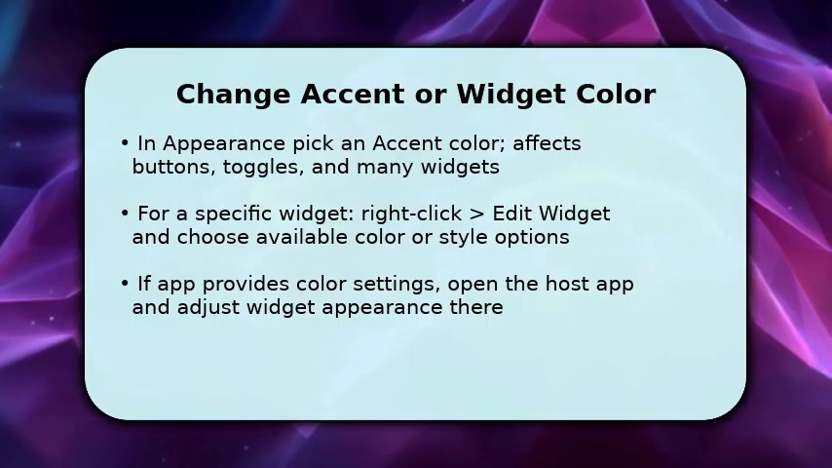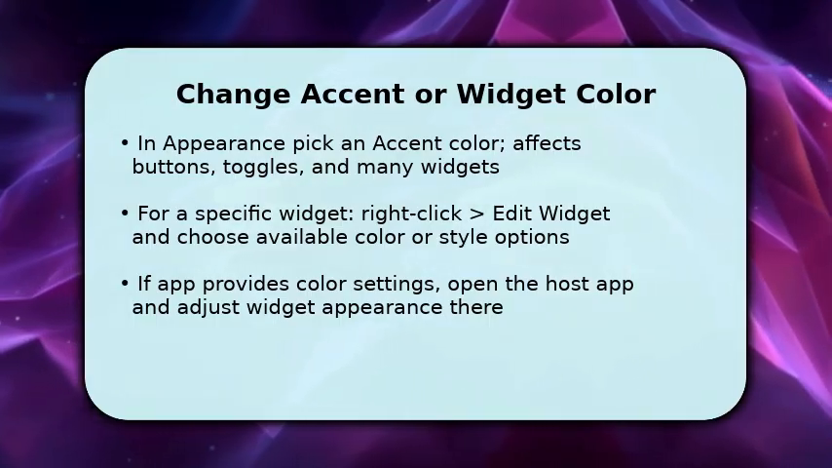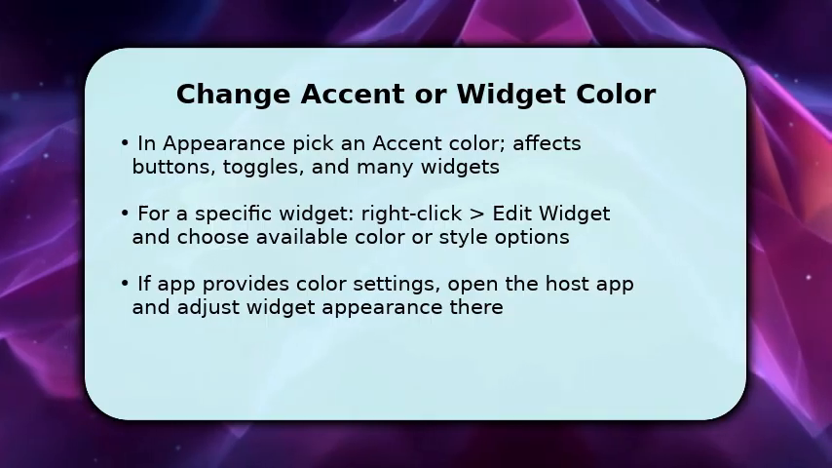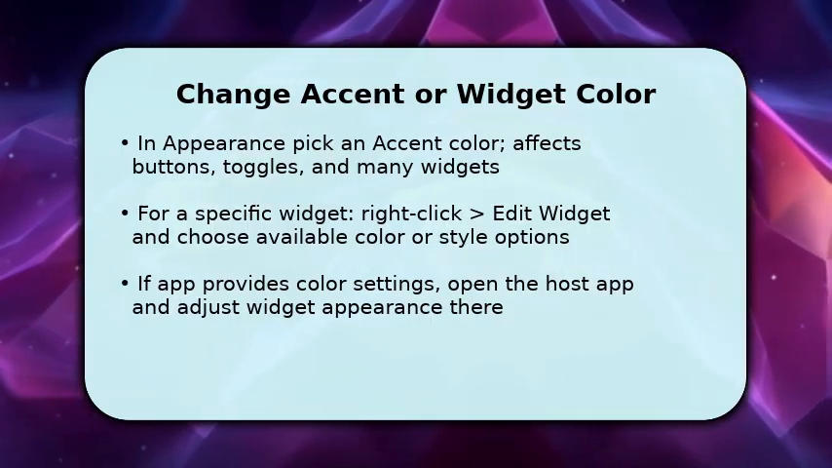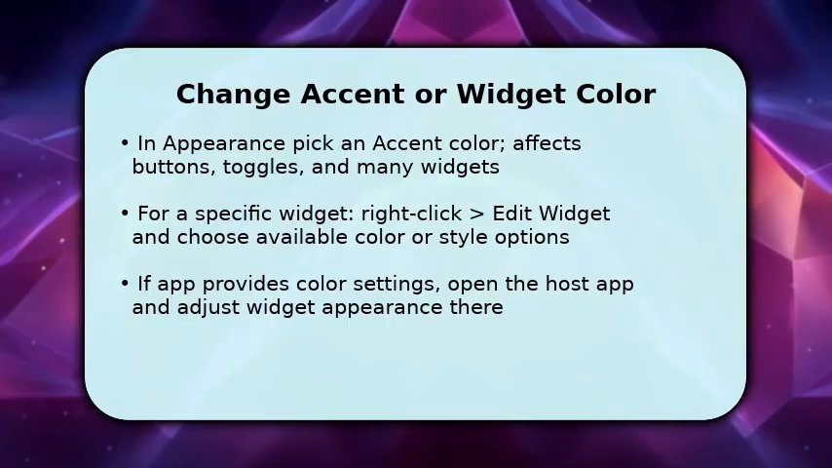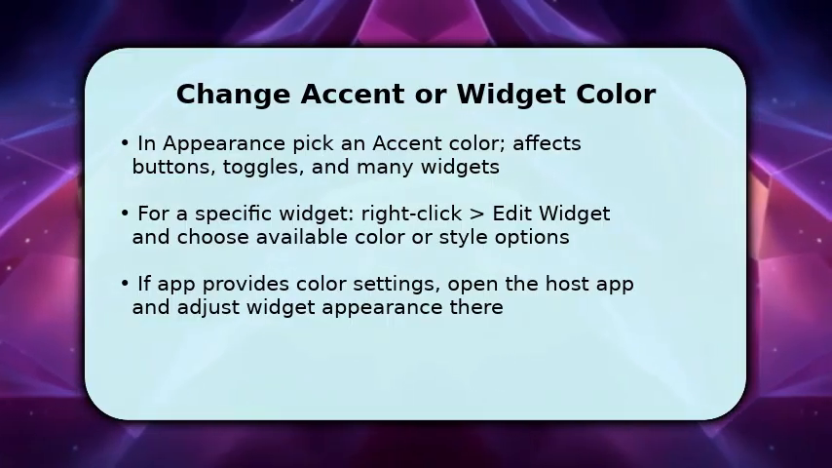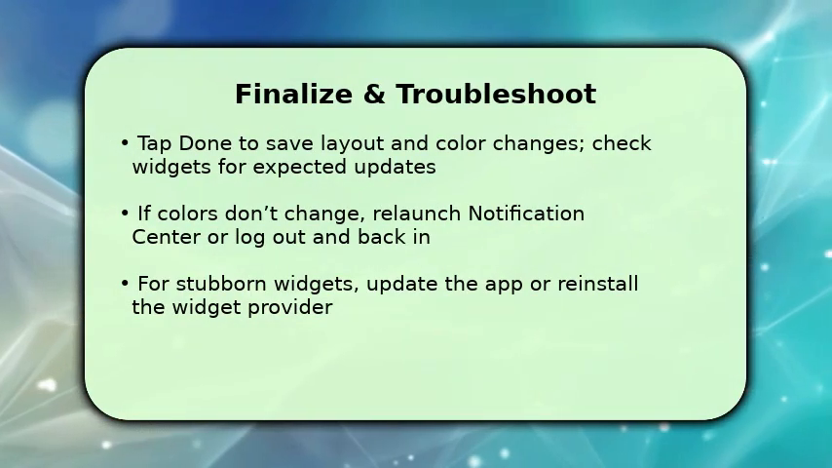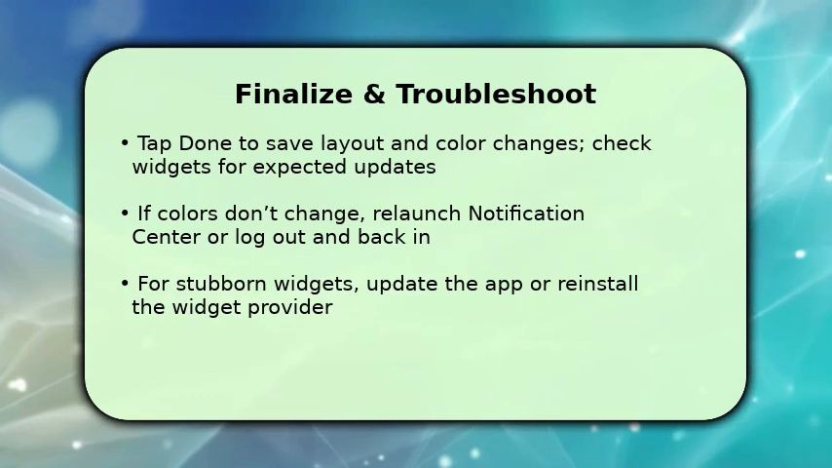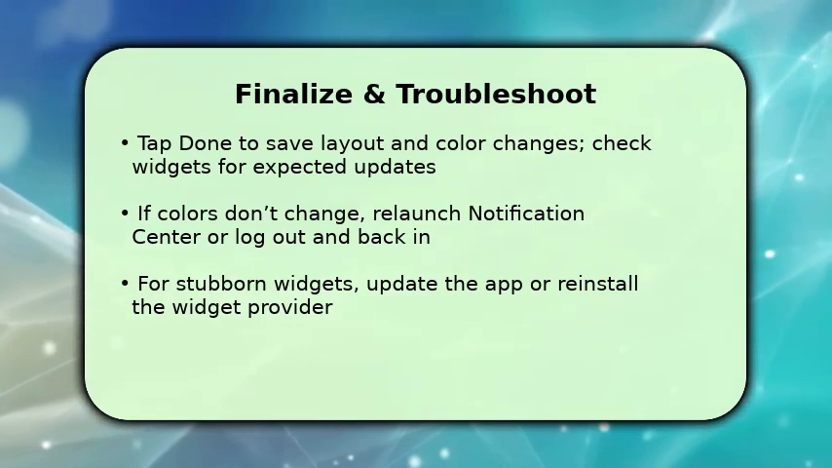For deeper customization, open the app that provides the widget and look for appearance or theme settings there, because third-party widget controls usually live inside their own app. After adjusting accent and widget-specific controls, tap Done to save changes and inspect your widgets.